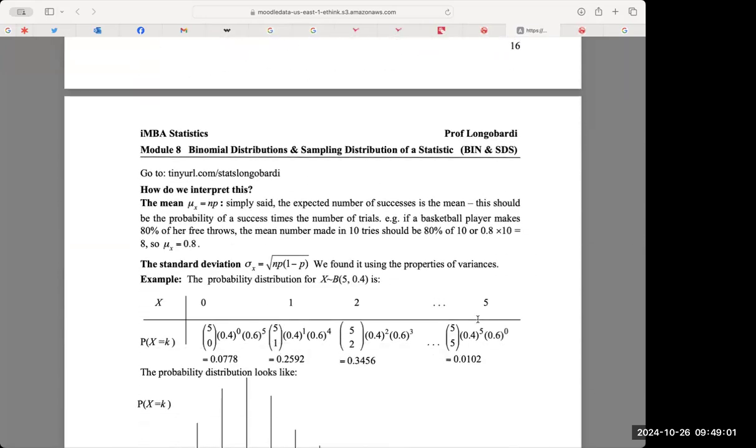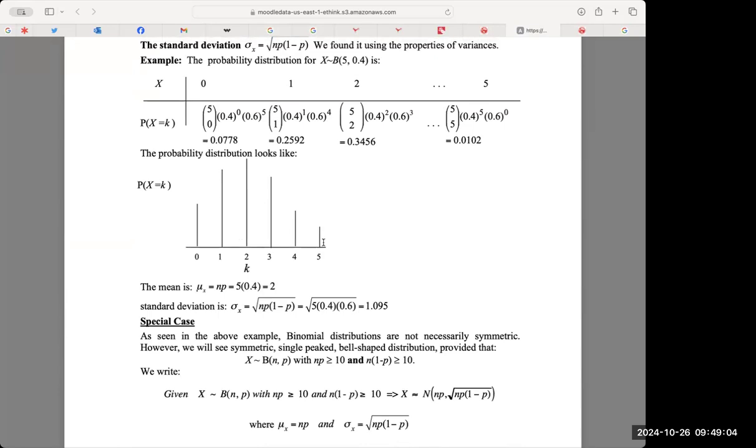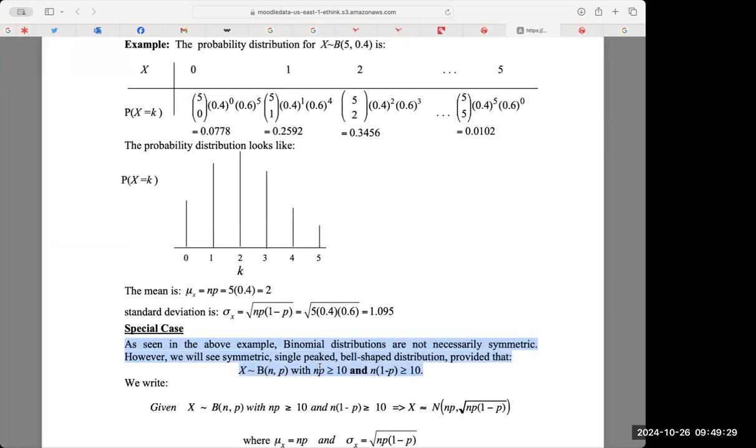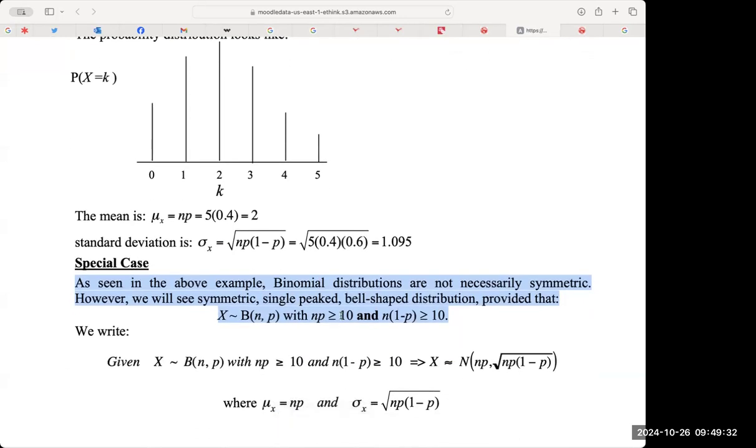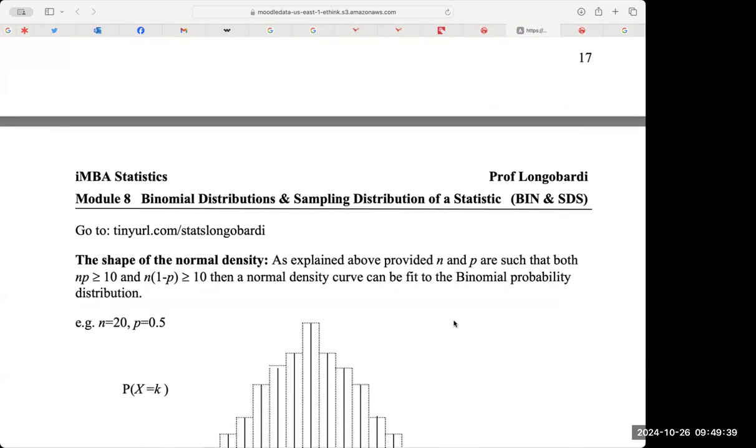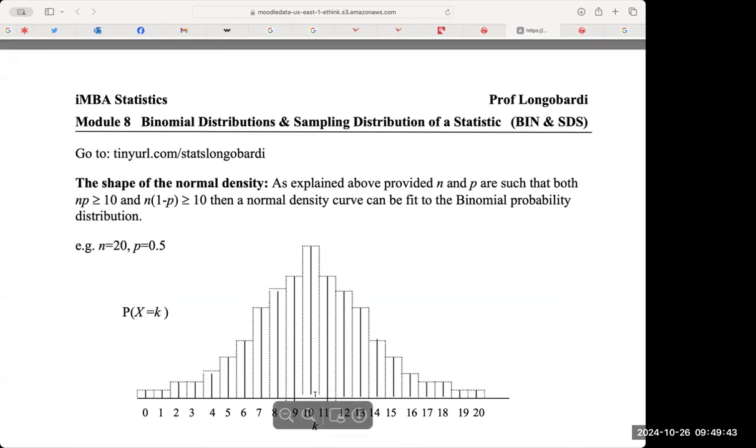So what I'm talking about is, although this is not exactly a symmetric distribution, we talked about the condition for a symmetric distribution being that p equals 0.5. But there's another special case when a binomial distribution is approximately normal, and that is where n times p is greater than or equal to 10, and n times (1 minus p) is greater than or equal to 10. It is a condition where the distribution that's just spiked, that we learned about, is smooth, bell-shaped, and approximately normal.